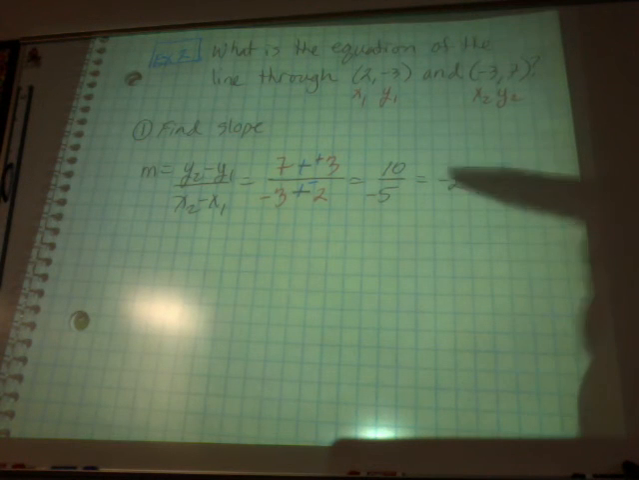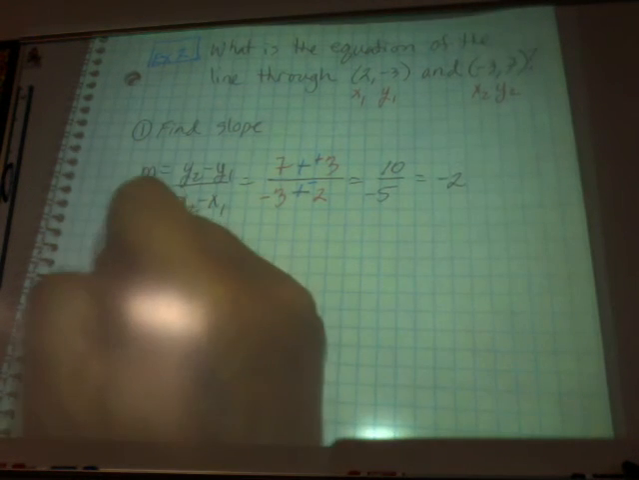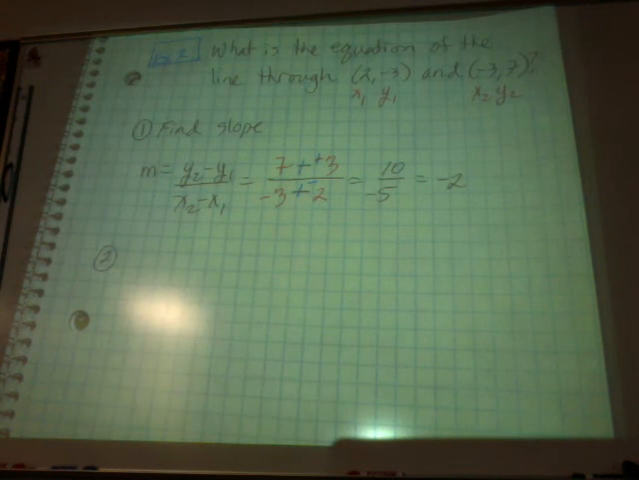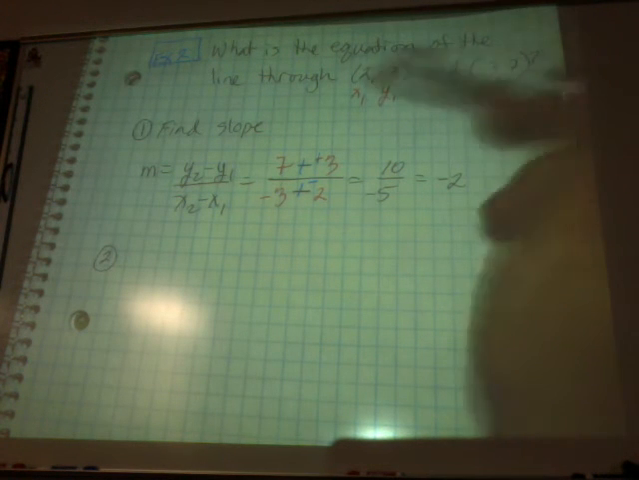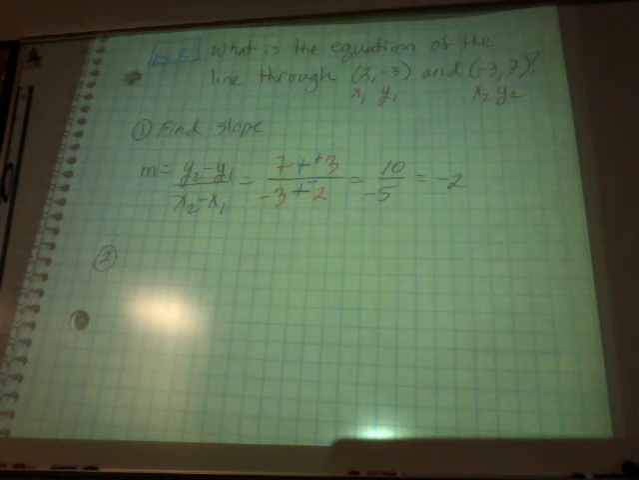So now I have my slope. I'm going to use my slope and a point, but I have 2 points. How do I know which point to choose? Doesn't matter.